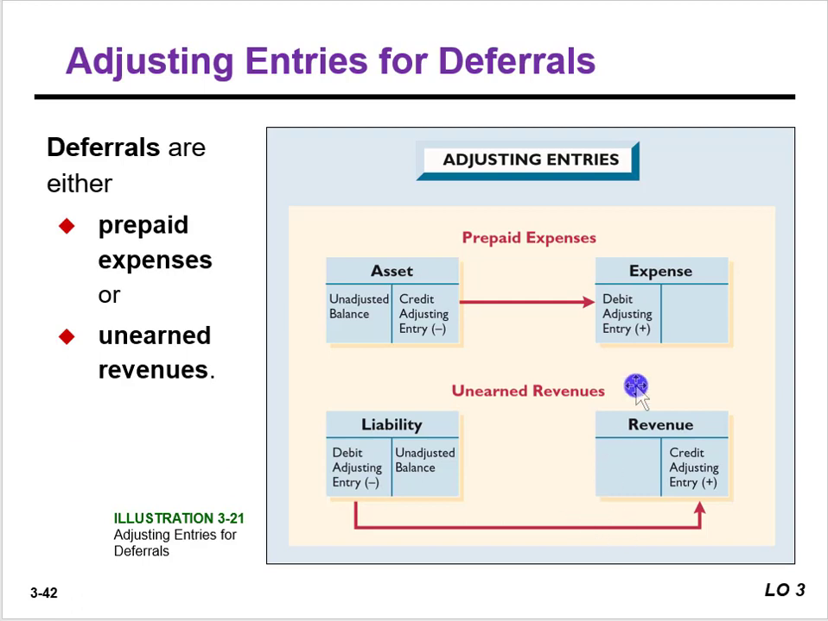And so adjusting entries for deferrals. Deferrals are either prepaid expenses or unearned revenues. And so here it shows you the entry for prepaid expenses, the credit adjusting entry to assets, and the debit adjusting entry to expense. And for unearned revenues, you'll recognize a liability, a debit adjusting entry, and a credit to revenue.